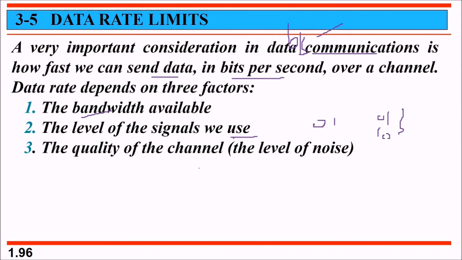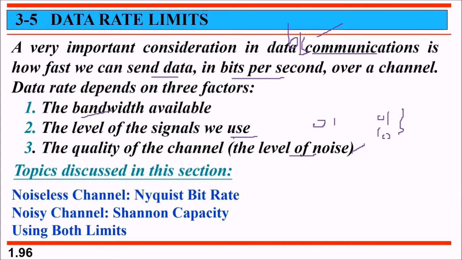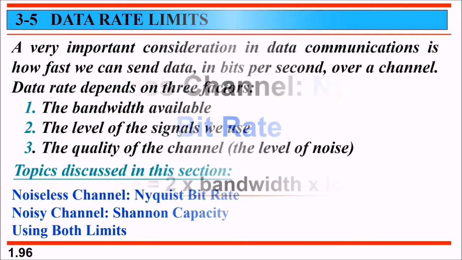The quality of the channel, that is the level of noise. So noise also we have seen. So we'll see the noiseless channel, Nyquist bitrate. Nyquist is for the noiseless channel. Shannon came up with an improved version of Nyquist bitrate. It is for the noisy channel, and we'll be using both limits.